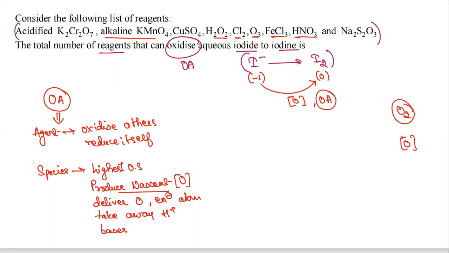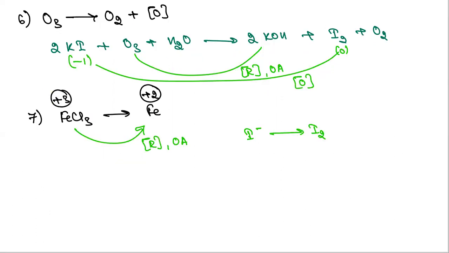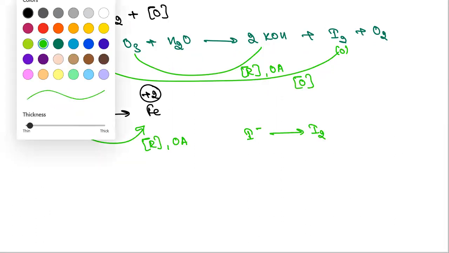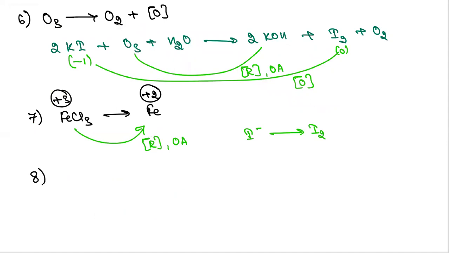Similarly, the next reagent I have is HNO3. You might all know that HNO3 is a very good oxidizing agent. This one is your eighth molecule, HNO3, and this is a super good oxidizing agent. So definitely, this is again going to oxidize iodide to iodine. And what's the reason behind it?